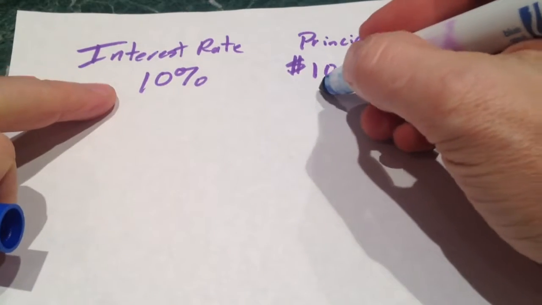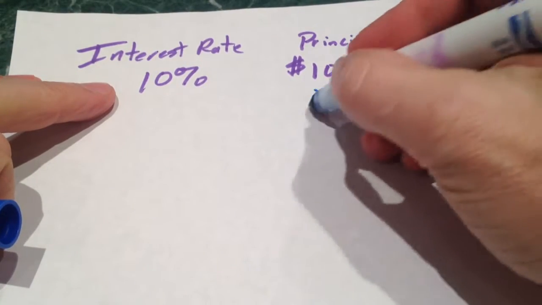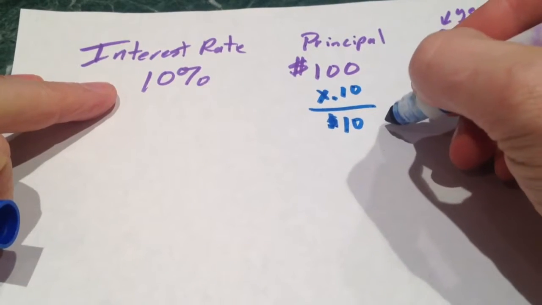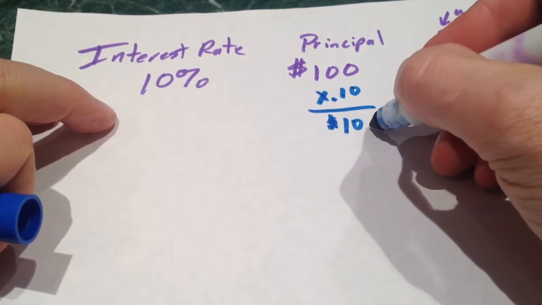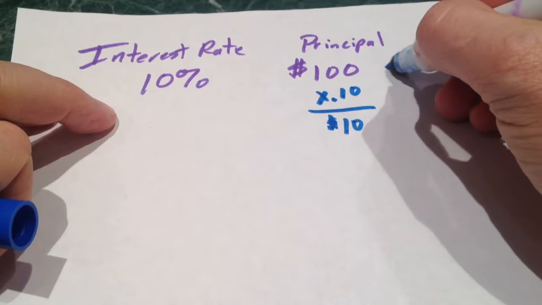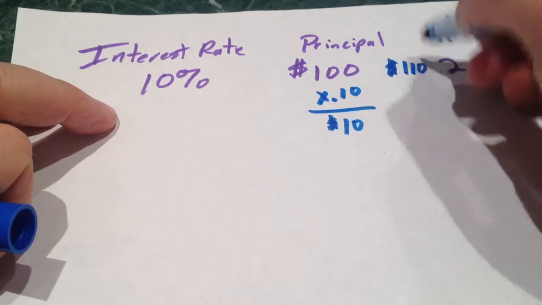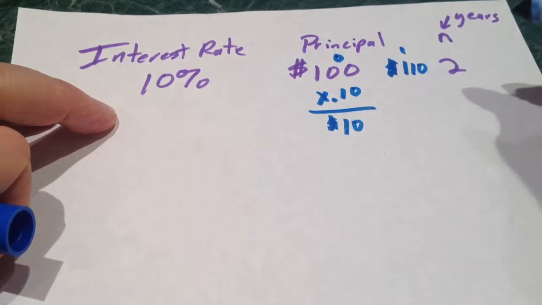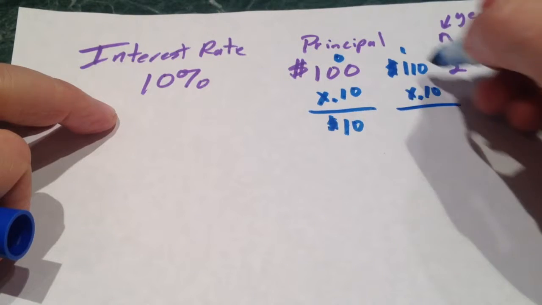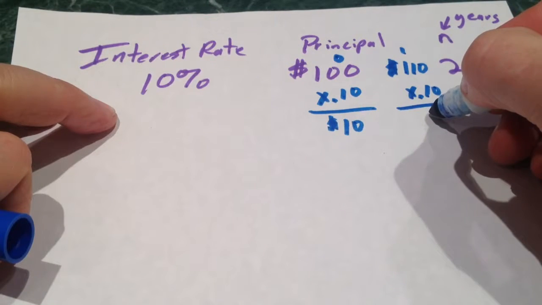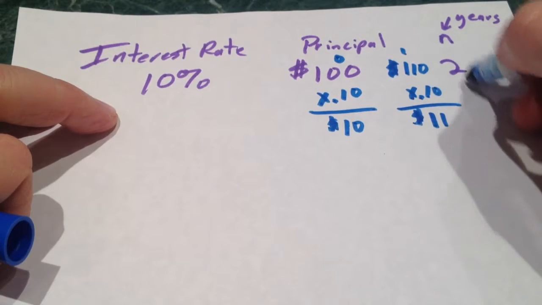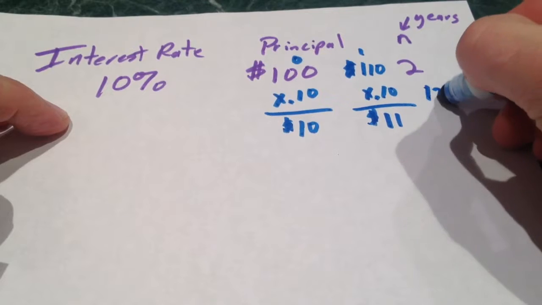10% as a decimal is 0.1, and so that's $10. And I add that $10 of what's called interest onto the 100. This is the interest rate, and the result is usually called the interest. So at the end of 1 year, I have 110. This is year 0, this is year 1. Then I multiply that times 0.10. And so at the end of the next year, I've got $11 in interest, and I add that onto the 110. And so at the end of 2 years, I have $121.